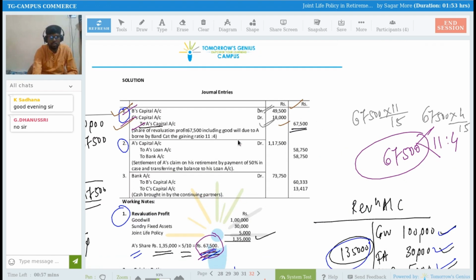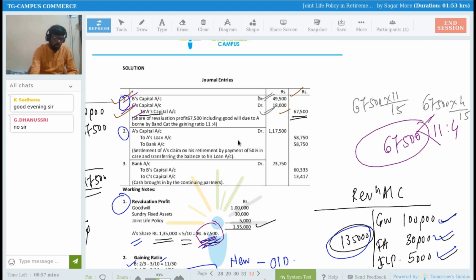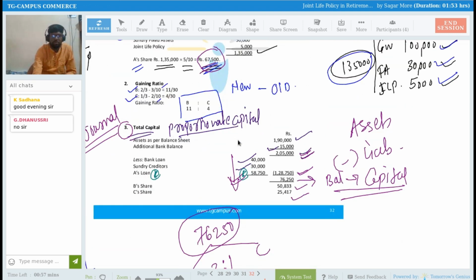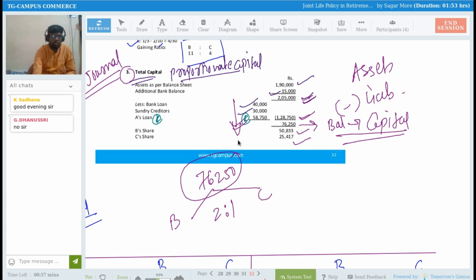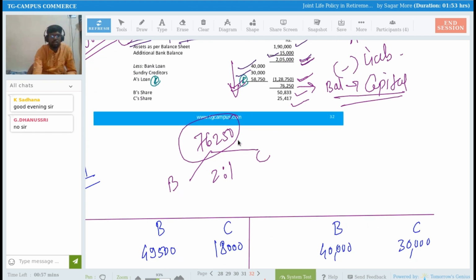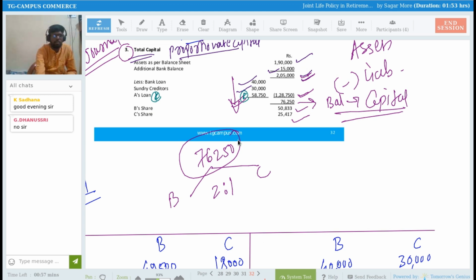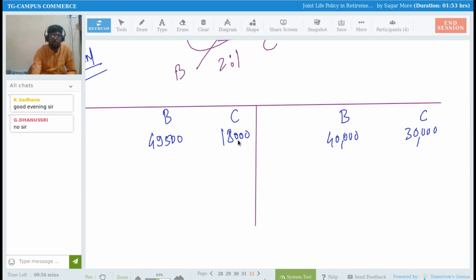Then check your second entry. Is there anything in the second entry? No, sir. There is nothing in the second entry. Sir, we have not yet passed that third entry. Now, for passing the third entry, we are doing everything. After preparing working note number 3, I came to know their closing balance will be this much, 50,833 and 25,417. So I will write down their closing balances.